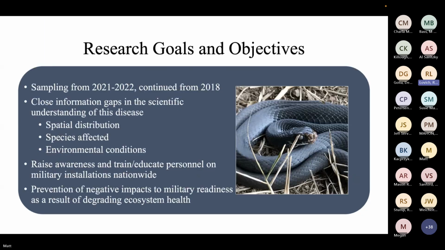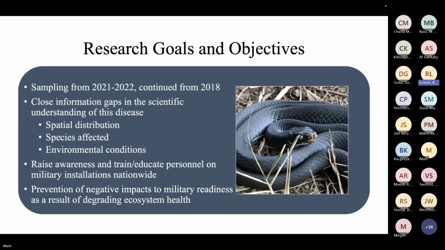So the goals and objectives were to continue what we had started in 2018 and get a better feel. As Chris showed, there are a lot of bases, there are a lot of snakes, and there are a lot of questions surrounding what could happen with snake fungal disease going forward and how that could impact mission. There was a little bit of a COVID blip, and it extended our sampling time frame in 21 and 22. Access to some installations was difficult early on, and so we adapted and got the work done, and these will be the results.